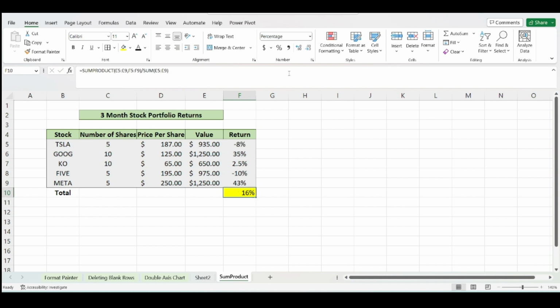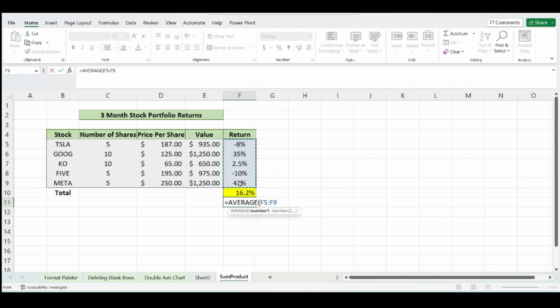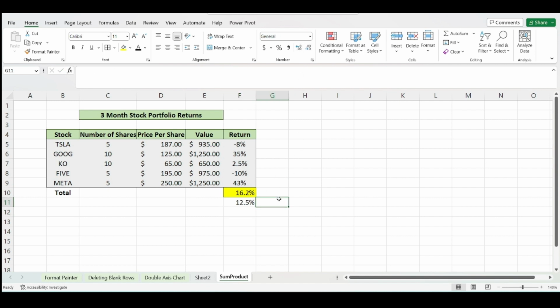Now, as we'll also see, it's different than taking a straight average. If we just do the equals AVERAGE function, we're going to get a return of around 12.5%, which is not accurate, because that's assuming we have, say, a total of $6,000 invested. That's saying we have the same amount of dollars invested in each stock, which isn't the case. And so that's why we need to weight by the number of dollars in each stock. And that gives us our true return of 16.2%.